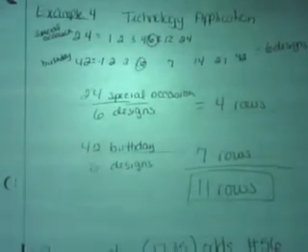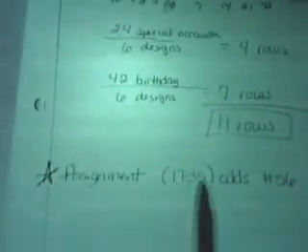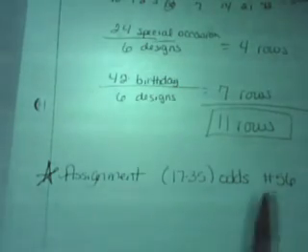And here's your assignment for this lesson. It's going to be 17 through 35 odds and number 56.